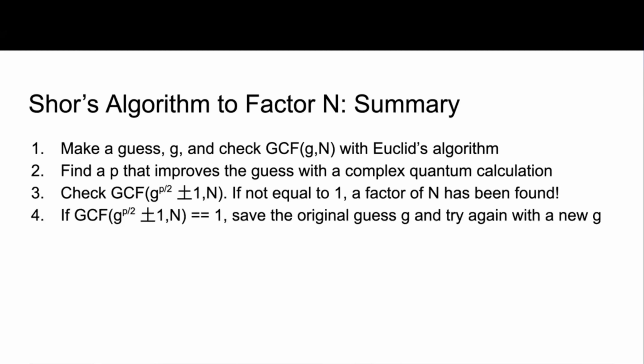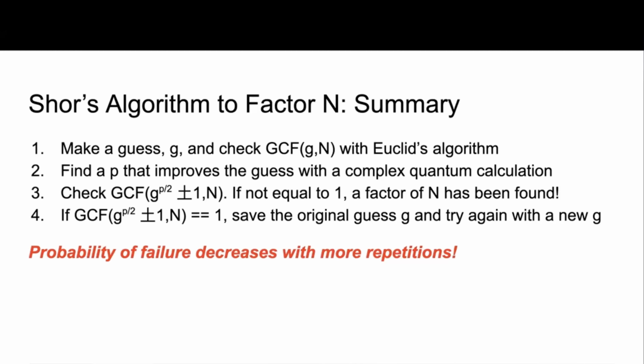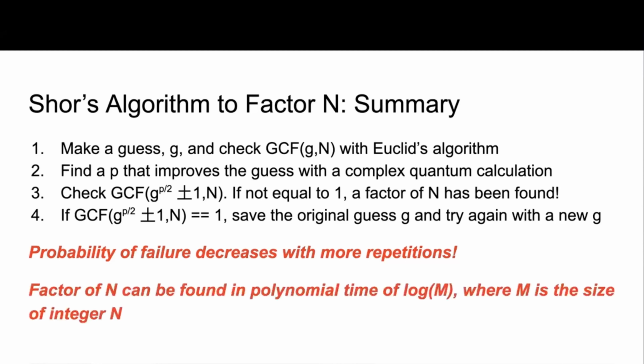Unfortunately, if our greatest common factor with our new improved guess and n is equal to 1, we have found two coprimes and we'll have to try again. We'll want to save that original guess though, just so we don't reuse it. Every time we repeat Shor's algorithm, the probability of failure decreases. Eventually, we will find a factor of n, and this is found in polynomial time of log m, where m is the size of our integer n.